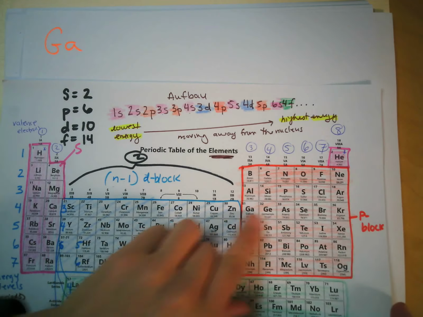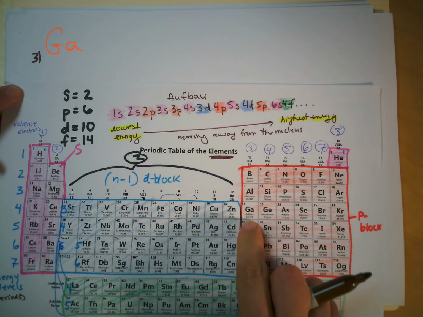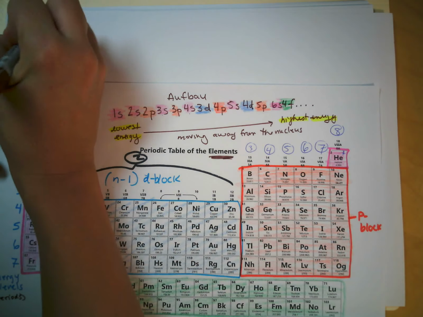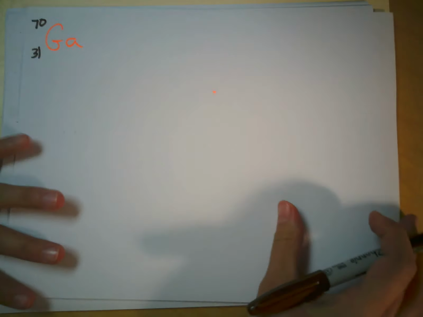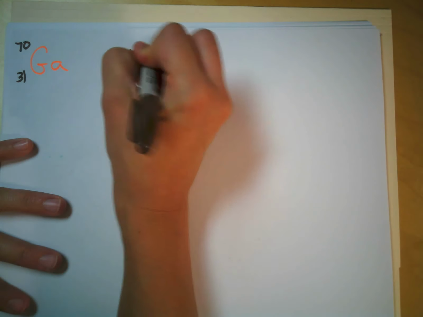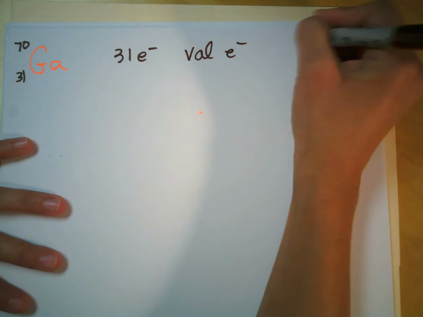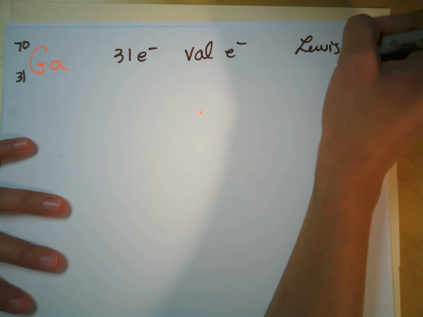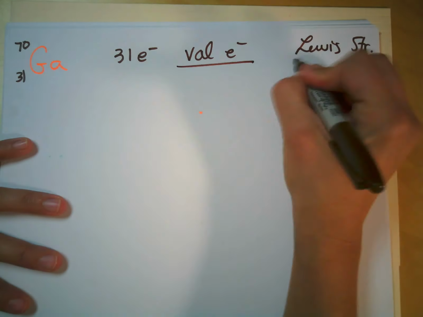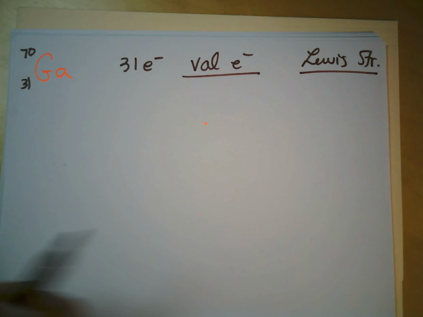So let's start with gallium, which is near germanium. It's number 31. We'll round that atomic mass up to 70. Now, we want to find the number of electrons, which is 31 electrons. We'll come back and find those valence electrons and our Lewis structure. I'm just putting this up here so we don't forget to go back and do that. And also we're going to do the shorthand. So everything is similar to what we've been doing.